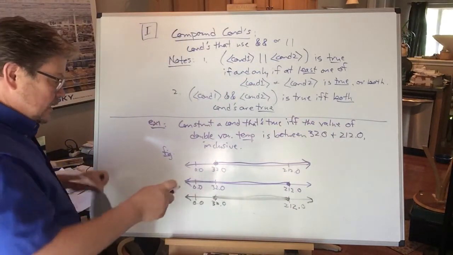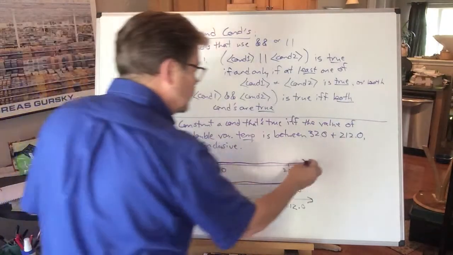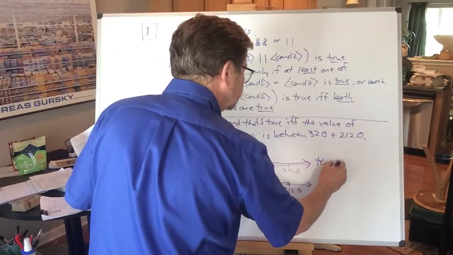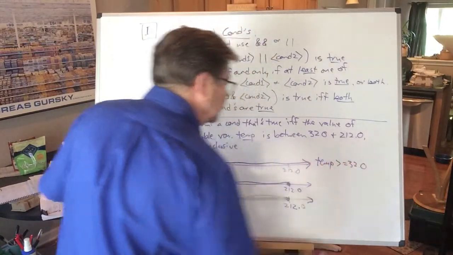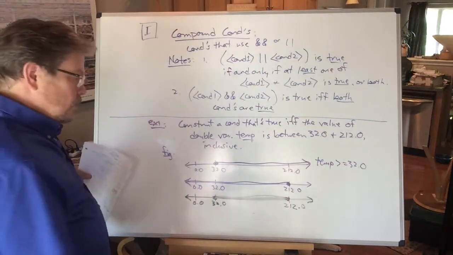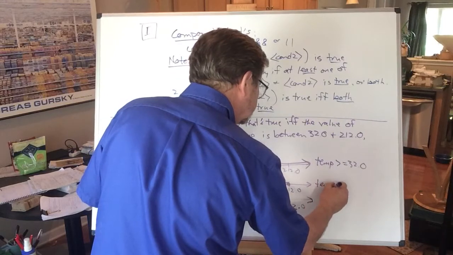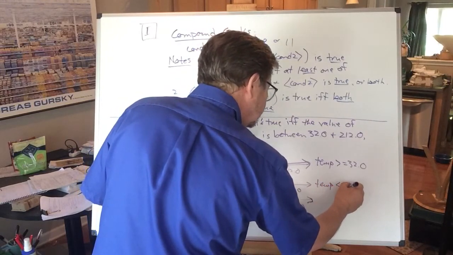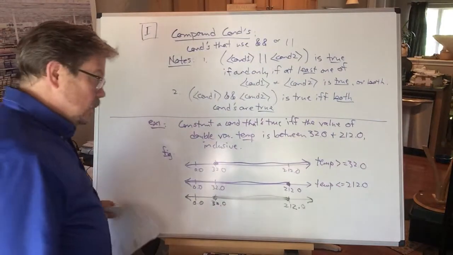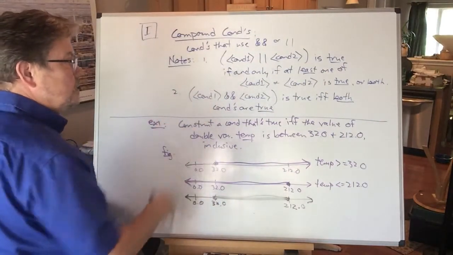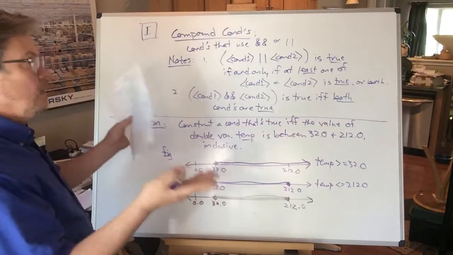See how this works, combining those two number lines? This is the number line for temp greater than or equal to 32. Is it not? This number line is for temp less than or equal to 212. So those are my two conditions, condition 1, condition 2. And all I need to do is combine those. I make it sound simple. All I need to do.